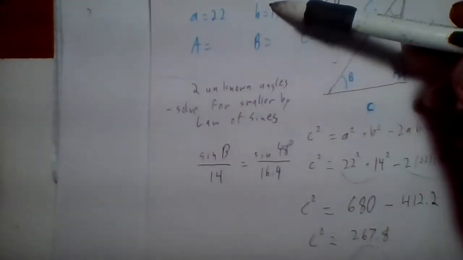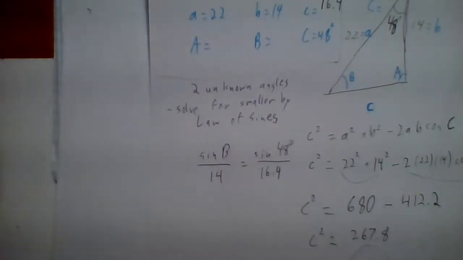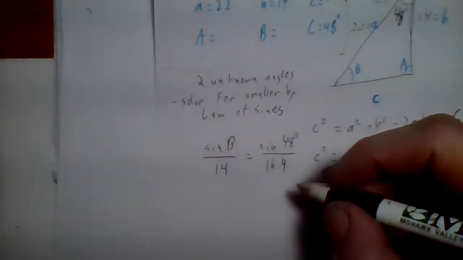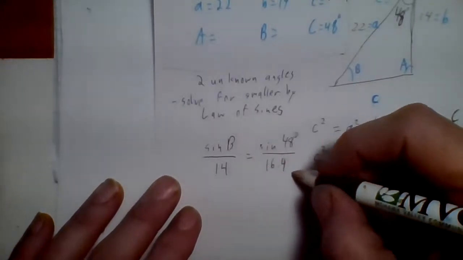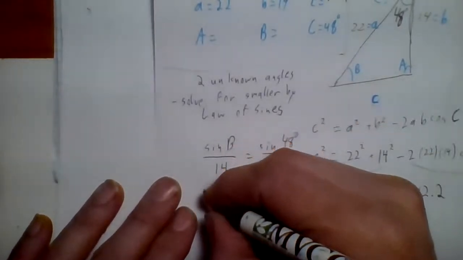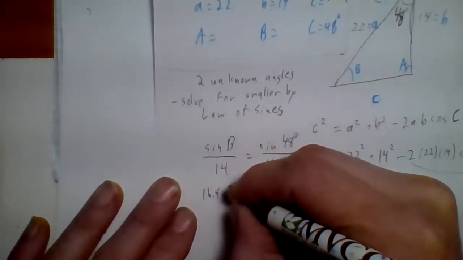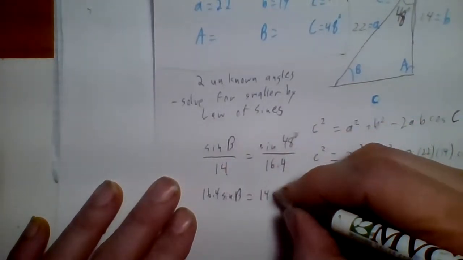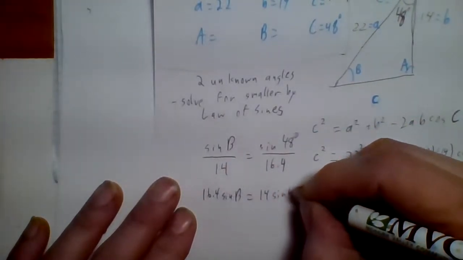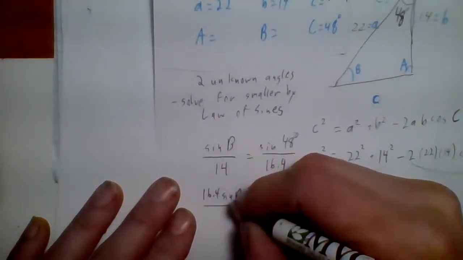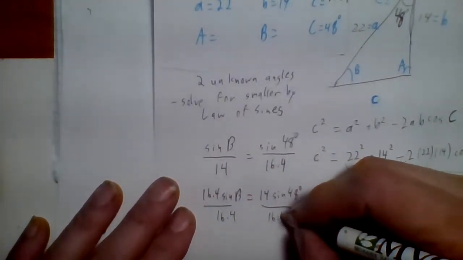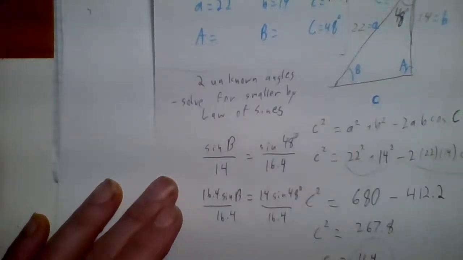You know two of these things and one of the other, you can get the fourth one from this nice little proportion problem, so it keeps the algebra a little simple. Write it down, cross multiply here. 16.4 sine B equals 14 times the sine of 48. Then I have to divide by the 16.4. I'm trying to get the capital B by itself. So this is the calculation I want to do.